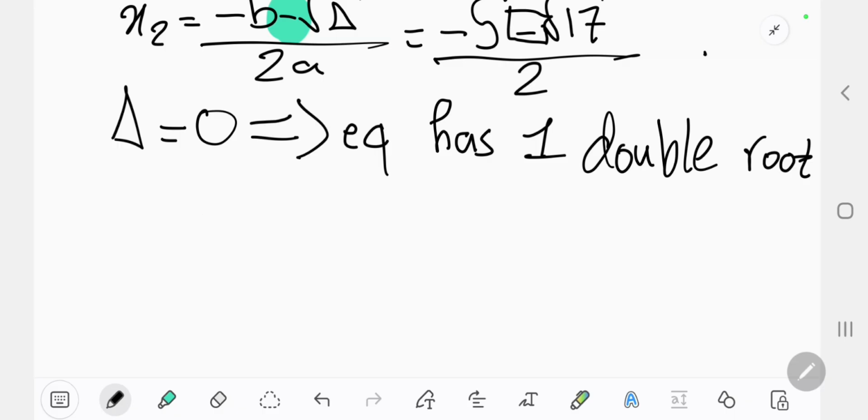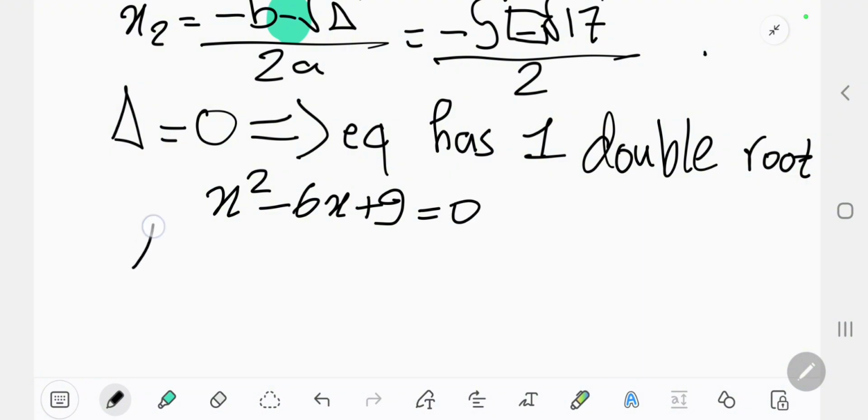Wait, let me think. We got x squared minus 6x plus 9 equals 0. Okay, we have to solve for delta like always. Delta equals, although this is known, we have to know it by now if we're in 8th or 9th grade, because this is a difference between 2 squares. But yeah, we still use this now.